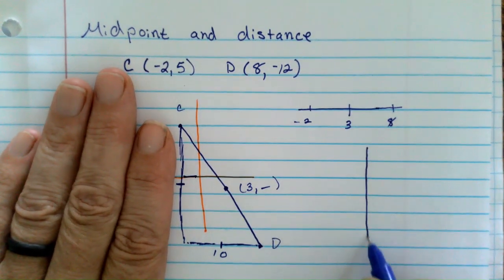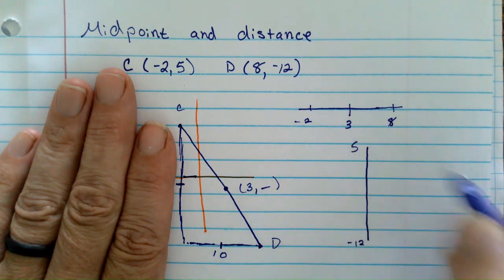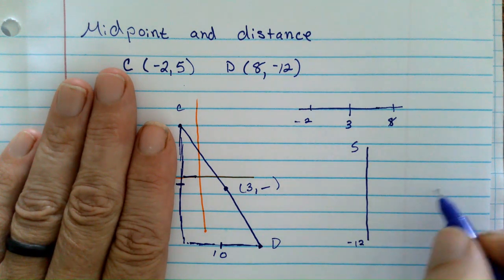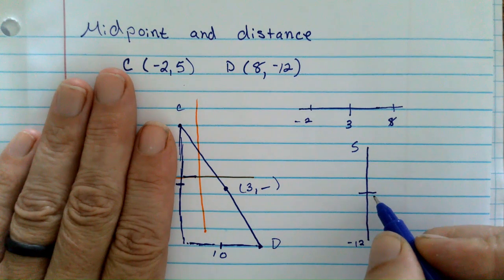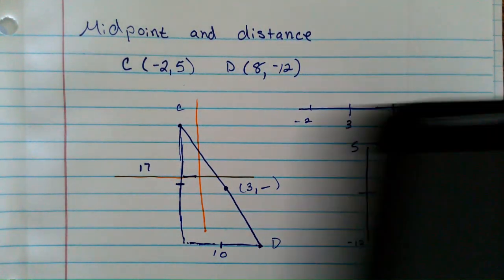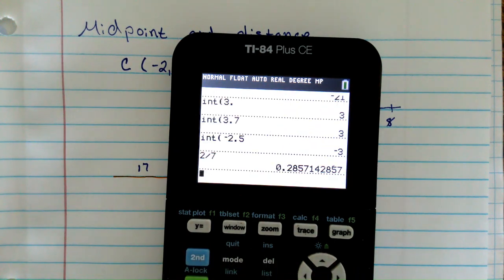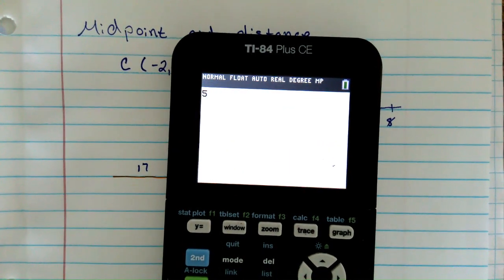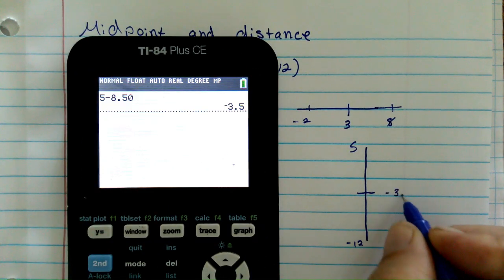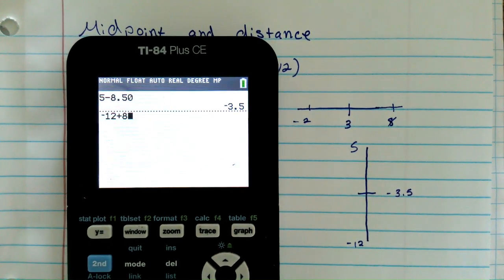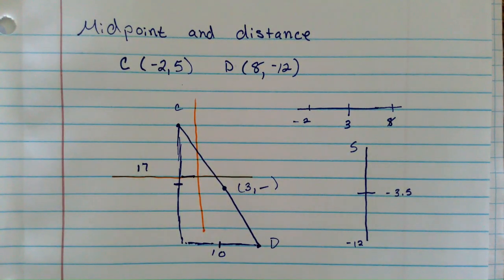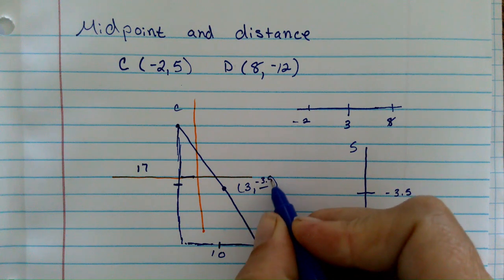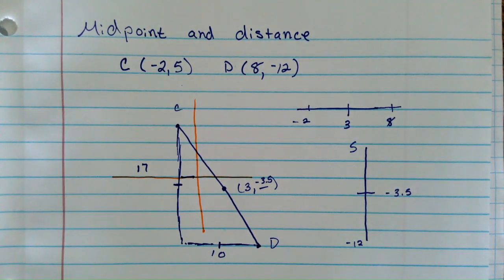So height-wise, we've got down 12, we got up 5. So that's 17 squares, so 17 divided by 2 is 8.5. So we need to be 8.5 down from 5. So if you're not a good fraction or decimal person, if you have $5 and you spend $8.50, you're in the hole $3.50. And if you're at -12 and you go up 8.5, you're at -3.5. So definitely right smack dab in the middle. So by just kind of looking and logicking it out, we can get the midpoint.